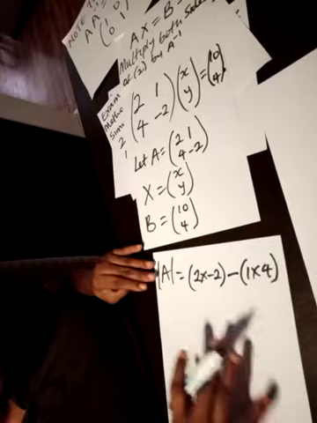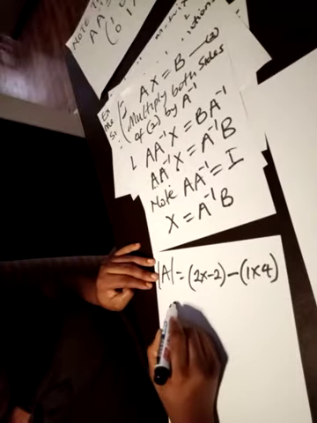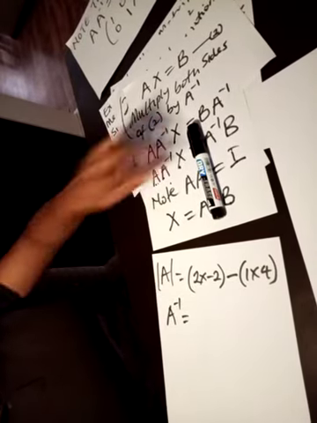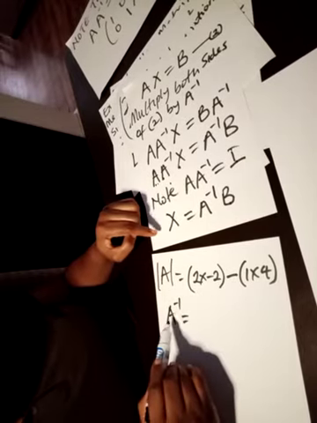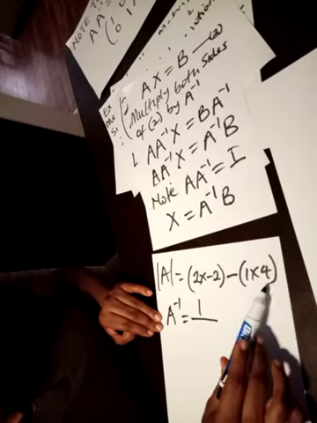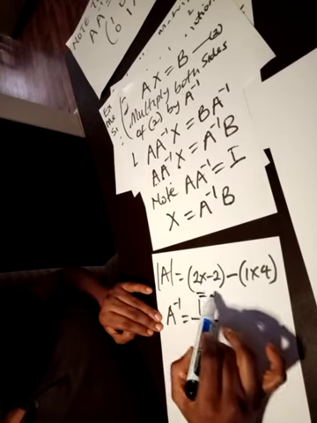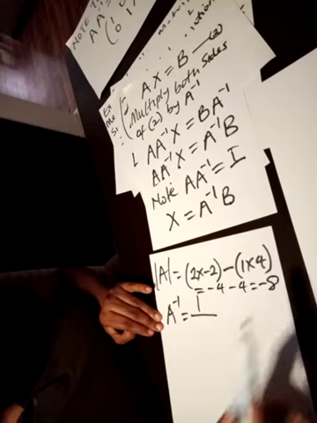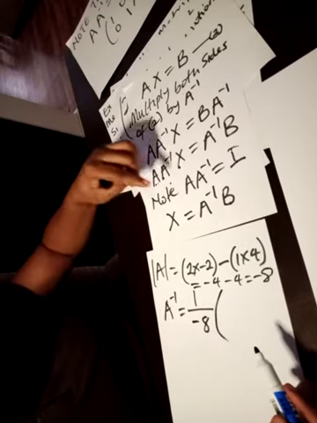So A inverse, I'm looking for A inverse. Sorry about that, I went to check something. Now I have A inverse. How do we get A inverse? That's 1 all over the determinant. What do I have here as determinant? That's minus 4, and that is minus 8. So the determinant is minus 8. Minus 8. Then, what again?